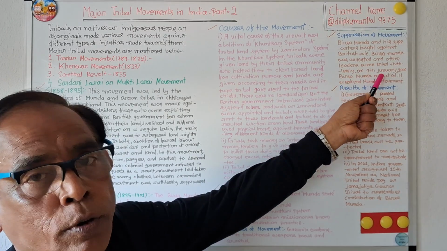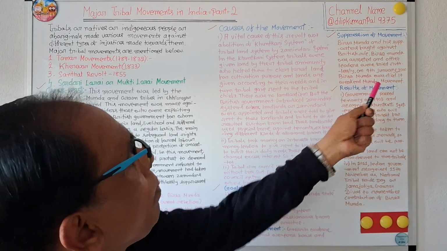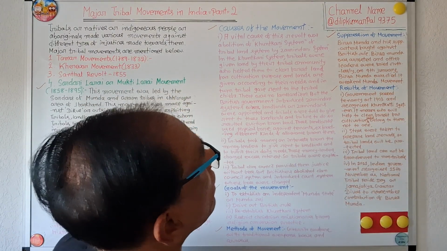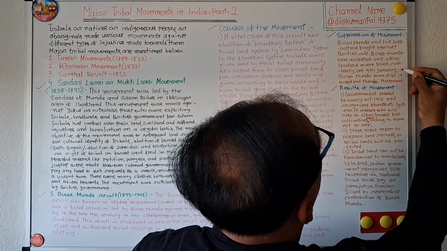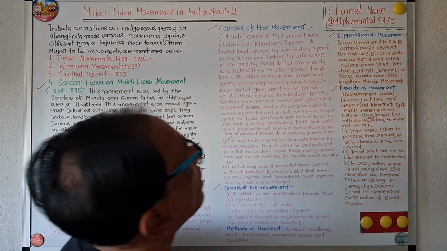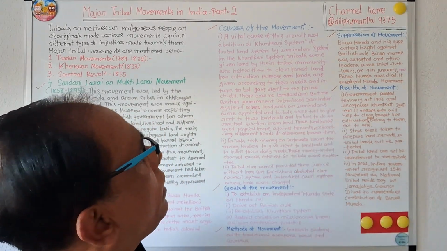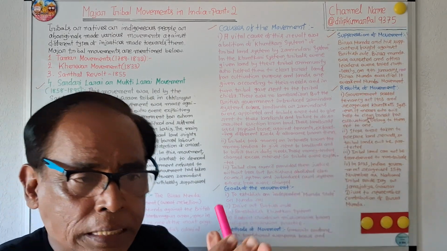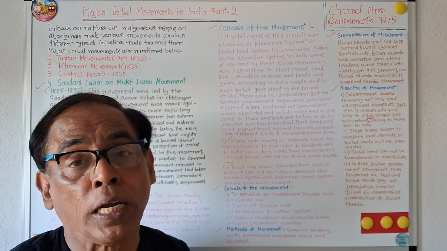On 9th January 1900, Birsa Munda died. It weakened the Munda movement. When Birsa Munda was dead, it weakened the Munda movement.